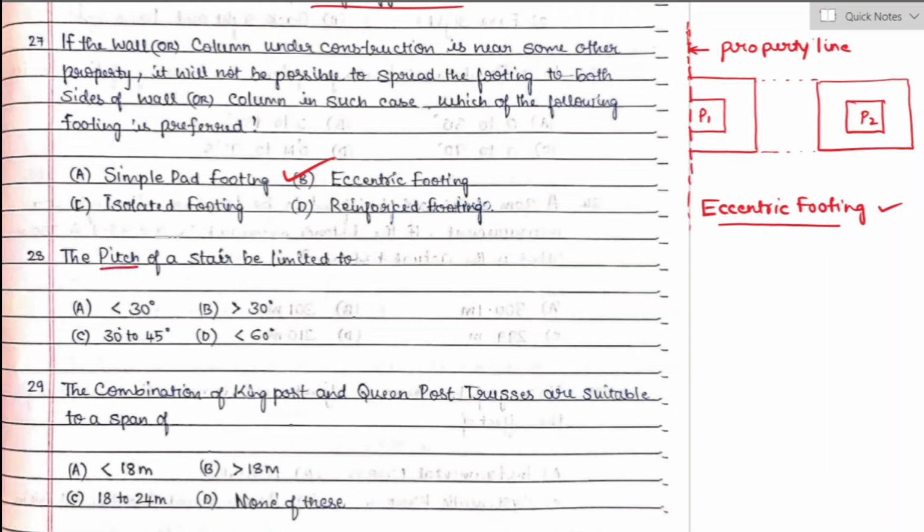Question number 28. The pitch of a stair should be limited to. In a staircase, you can observe here, this is the tread and this is the riser, and this is the angle between the riser and tread, which is called the pitch angle. It is the angle which the line of nosing of the staircase makes with the horizontal. So this pitch angle should be limited to 30 to 45 degrees. Option C is the right answer.